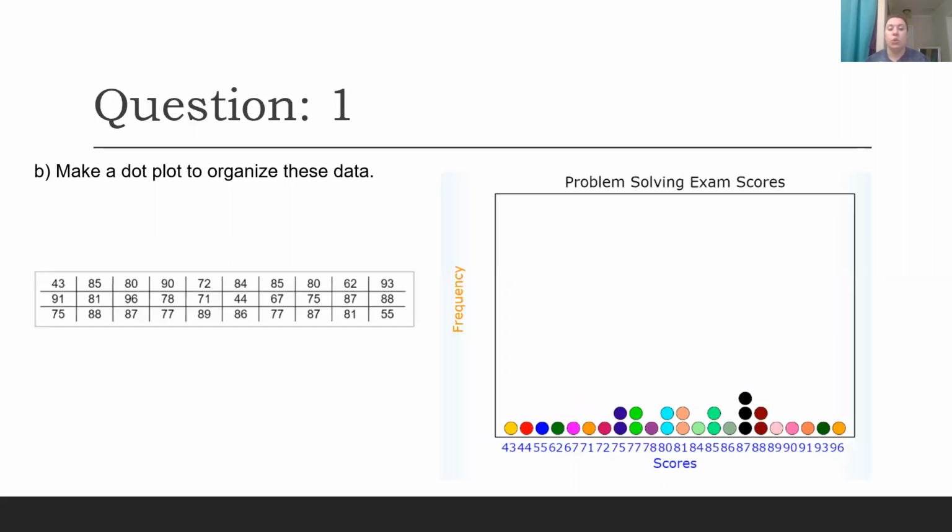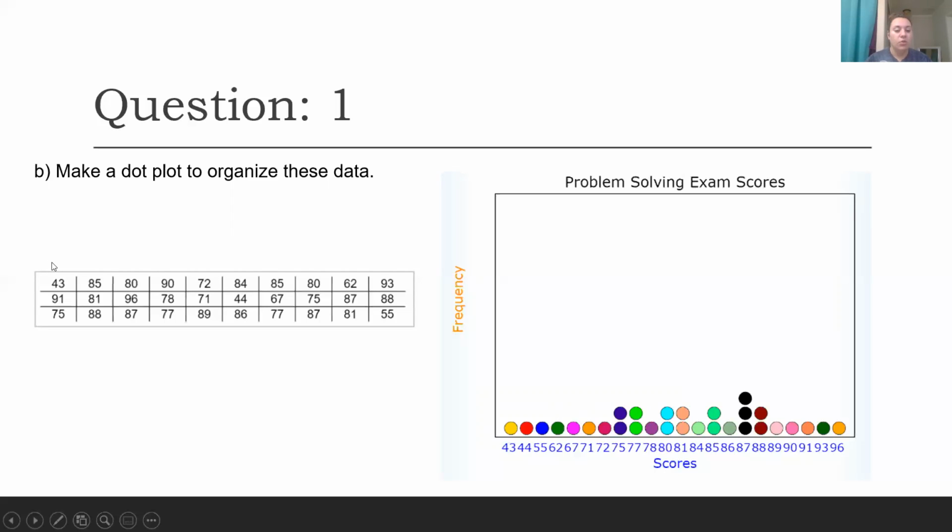Make a dot plot to organize this set of data, which is our table here. So really what you do is you go and you find your lowest grade made on the final, which is 43, and then you find your highest number made on the final exam, which was 96. And then you create your dot plot and you put however many dots for however many students made that grade.